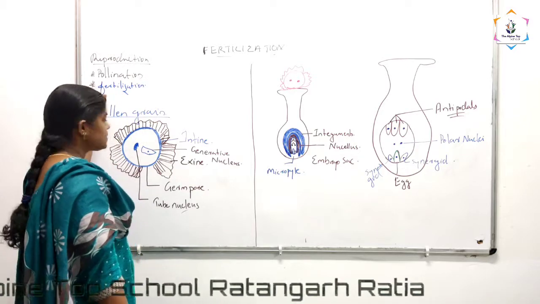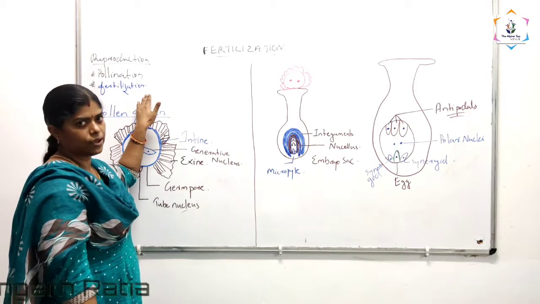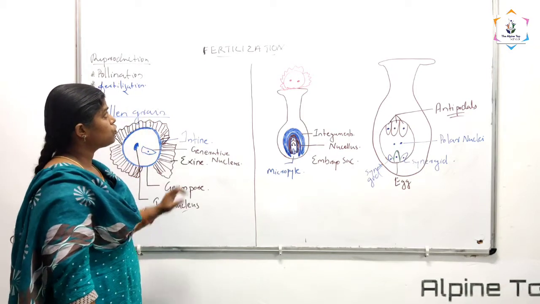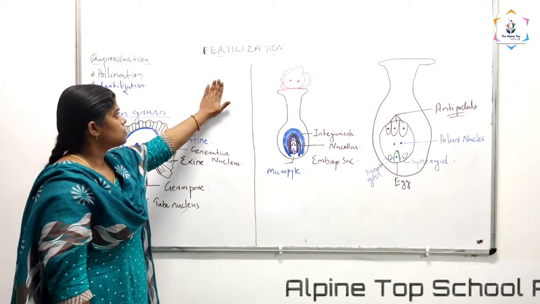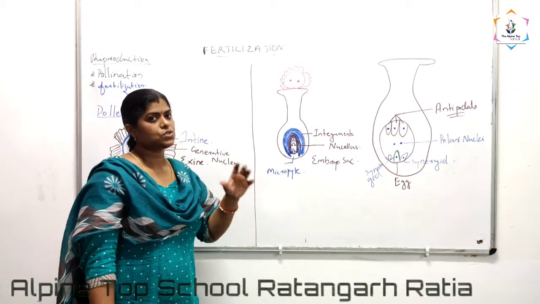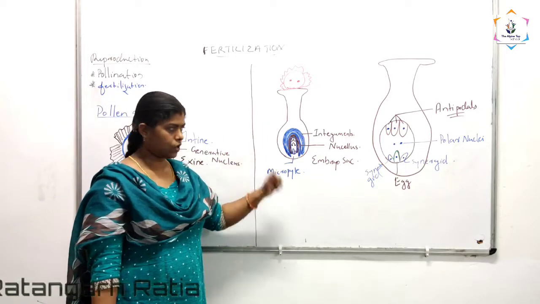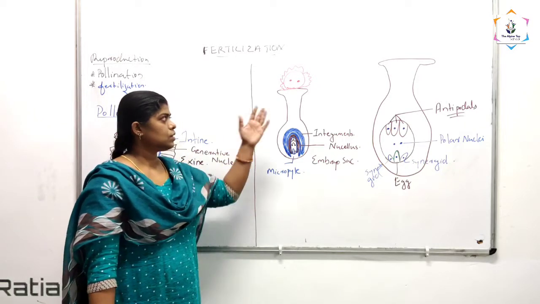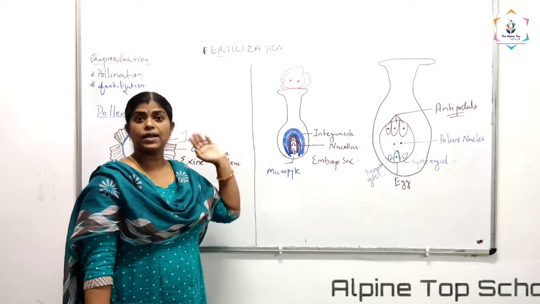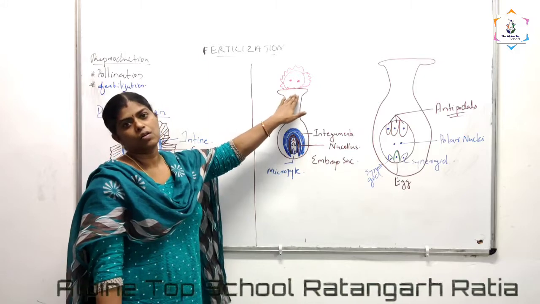Okay, and the next step is fertilization. After pollination, fertilization should happen. So let us move to fertilization. Before going into the details of fertilization, you should know the structure of the pollen grain and the structure of the ovary. The pollination has already been done, so the pollen grain has landed on the stigma.